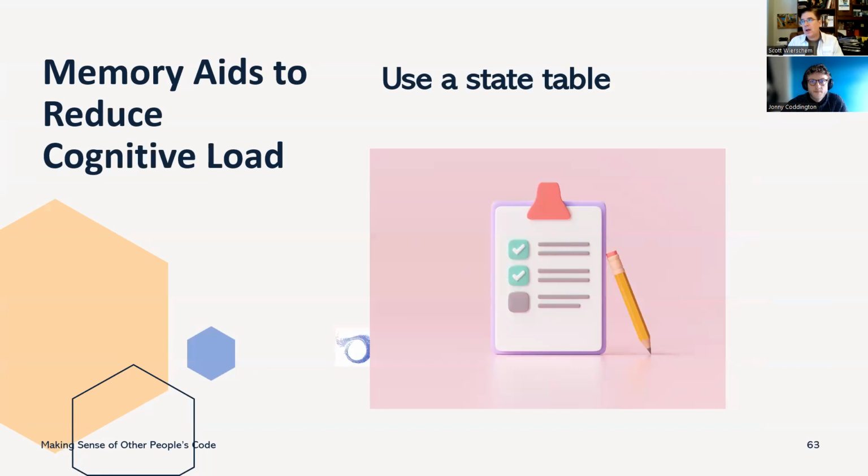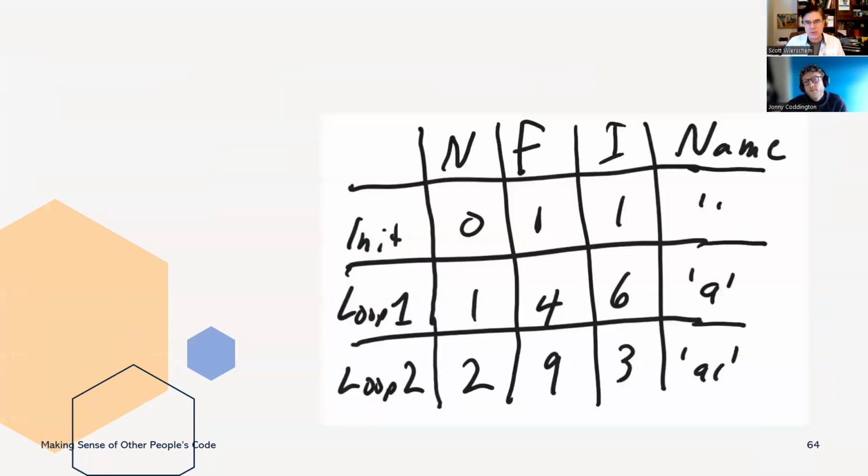Another thing you can do to reduce cognitive load is create a state table, so you can keep track of the variables as they change as you're going through the application. I scribbled this out because you want to do it on paper. You have your initial variables, then the first time through the loop these are how the values change, and the second time through the loop is how the values change. Like I said, I like to do this with a piece of paper on the desk.